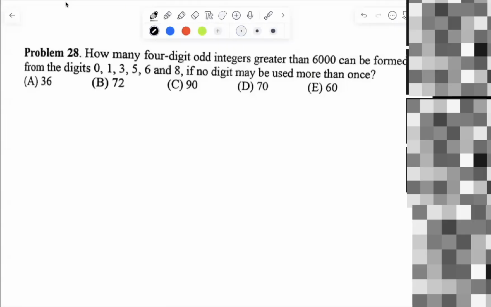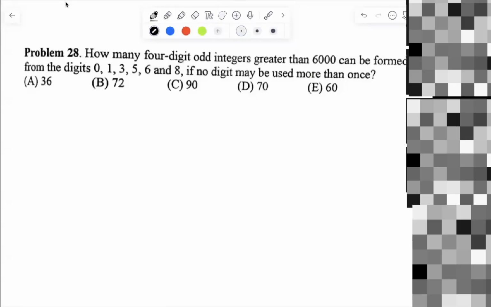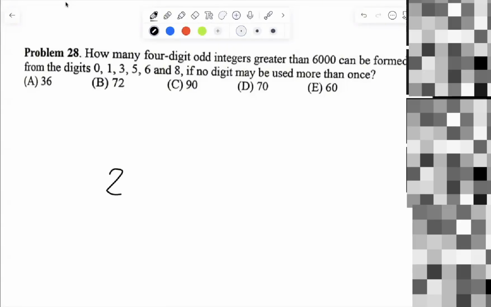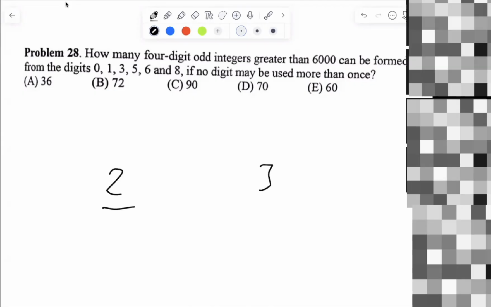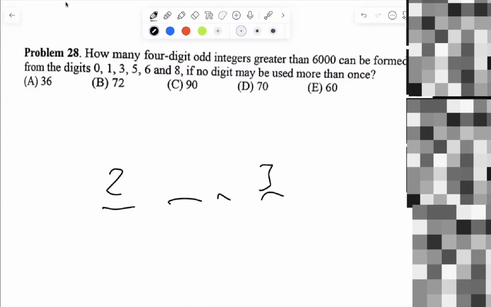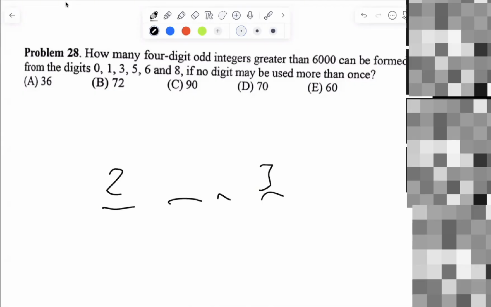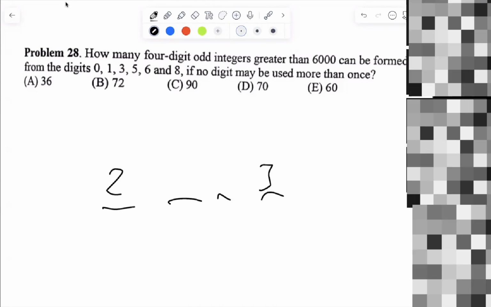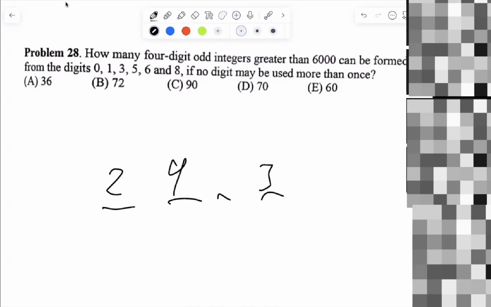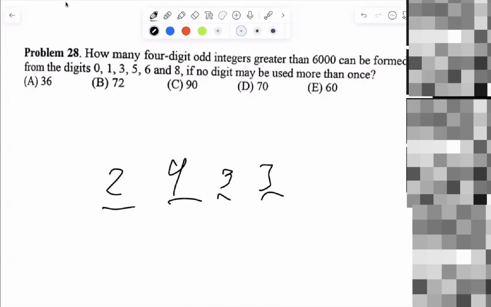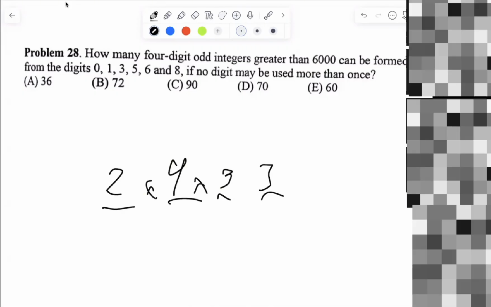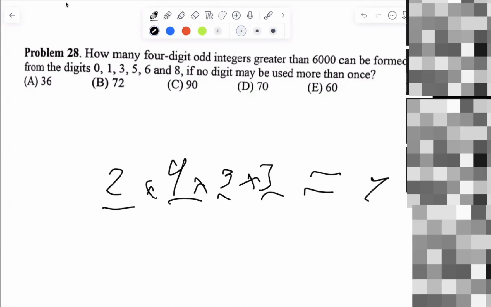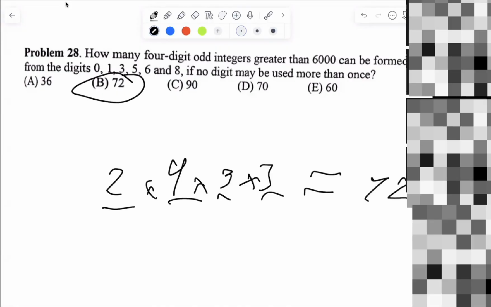Since the integers have to be odd, the units digit must be 1, 3, or 5. Two choices for this one, and three choices for this one. We got 4. Now, after we choose 2, we got 1, 2, 3, 4, 5, 6, and 6 minus 2 is 4 choices. So that's 4. And then we have 3 choices, or 2 times 4 times 3, or 72, or B.